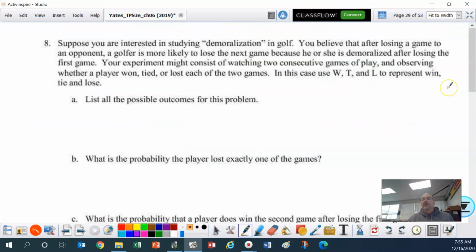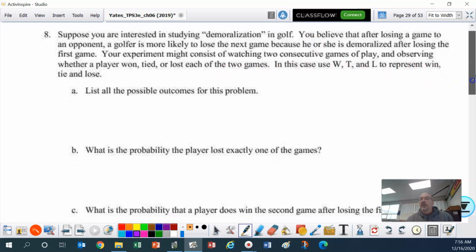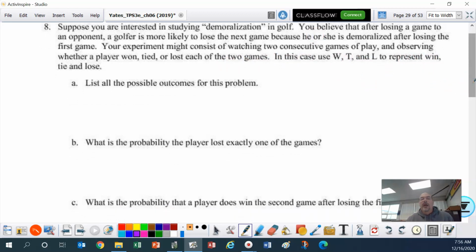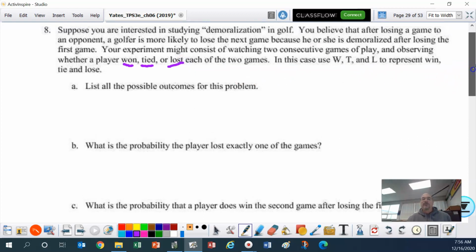Okay, suppose you are interested in studying demoralization in golf. You believe that after losing a game to an opponent, a golfer is more likely to lose the next game because he or she is demoralized. Okay, they're feeling bad, man. After losing the first game. Your experiment might consist of watching 2 consecutive games of play and observing whether a player won, tied, or lost each of the 2 games. In this case, use W, T, and L for win, tie, lost.